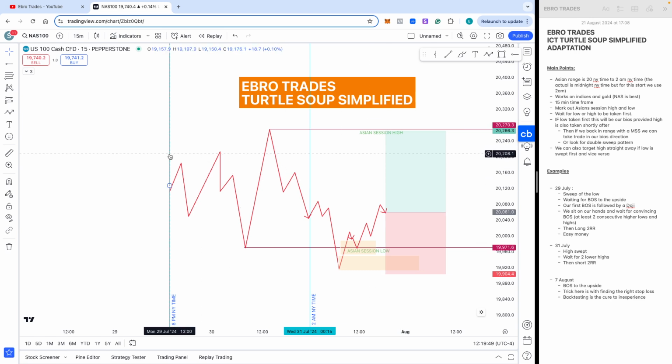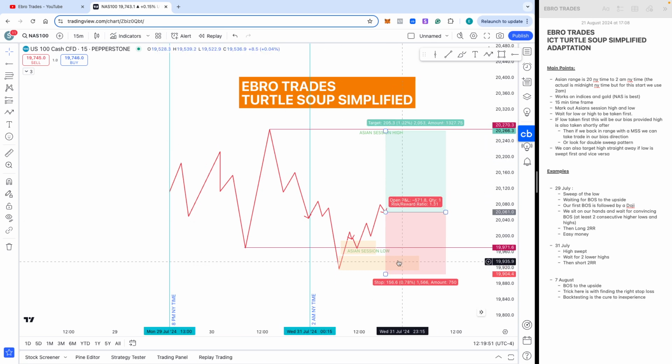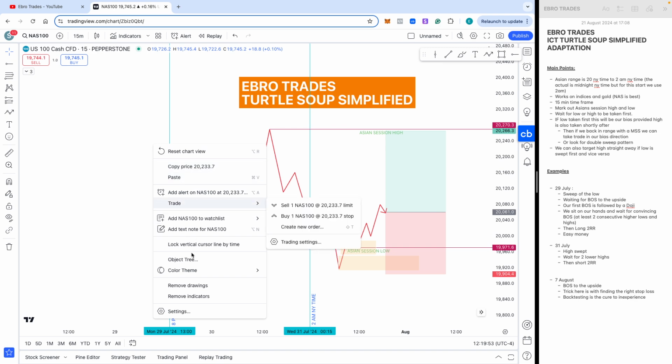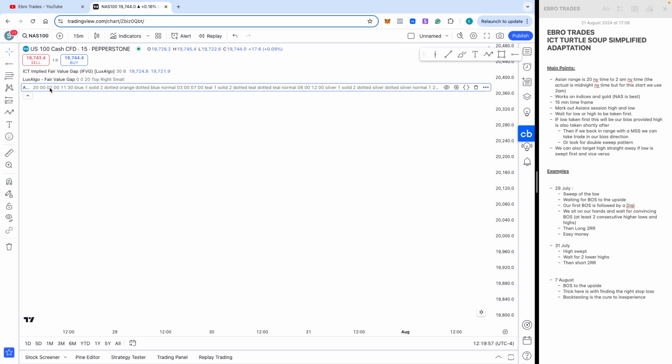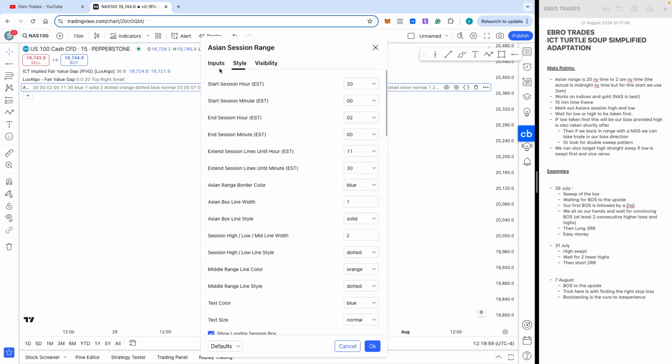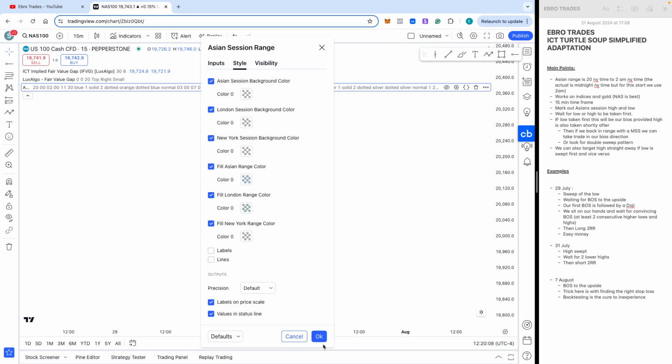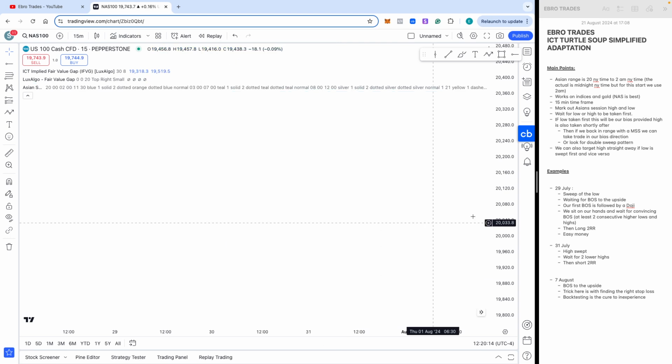And yeah, let's get back to these examples. So let me clear everything. Remove all drawings. The indicator that I'm using is this one right here. So feel free to copy my settings. It's called Asian session range. I haven't done much to it. I deleted labels and lines over here, but feel free to use it.